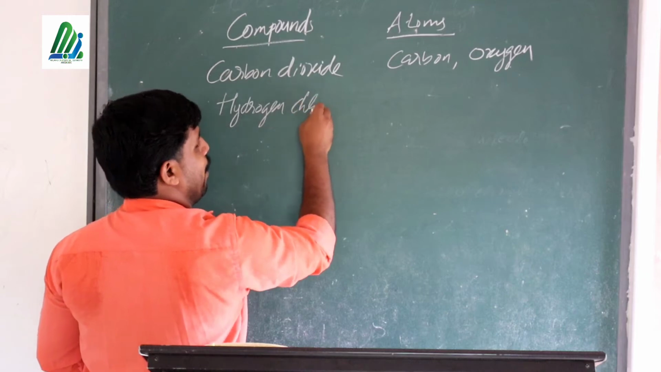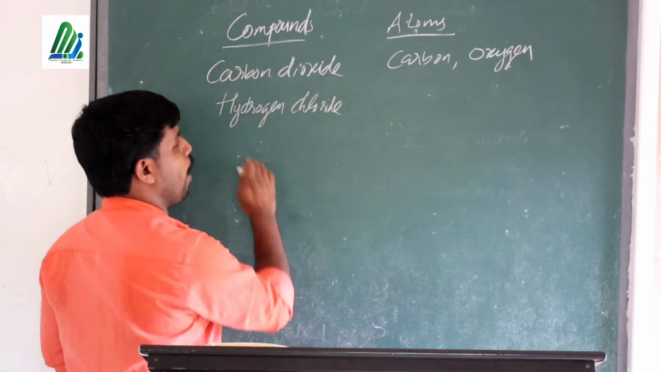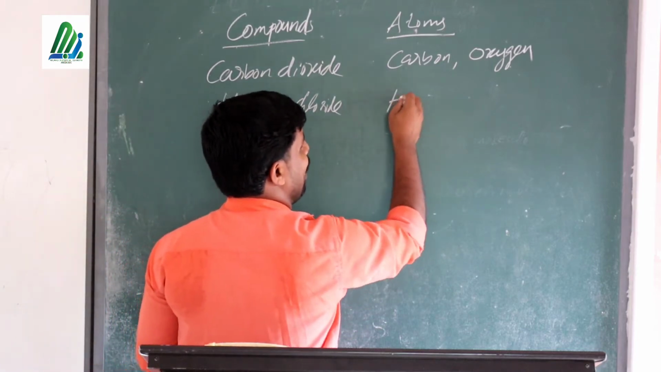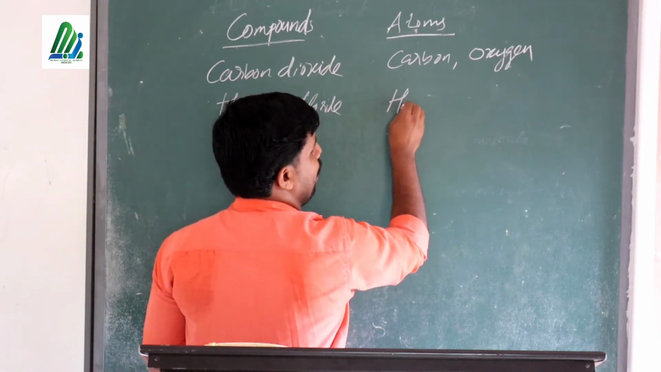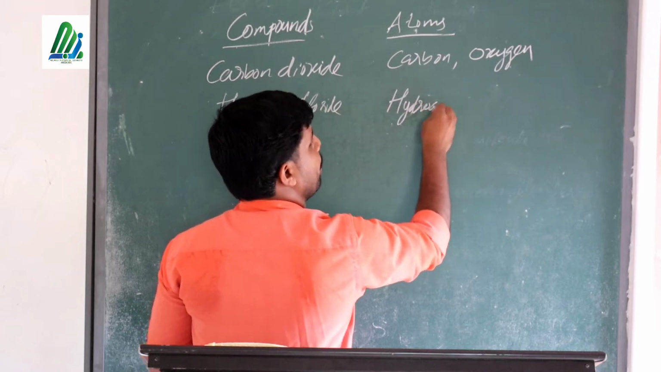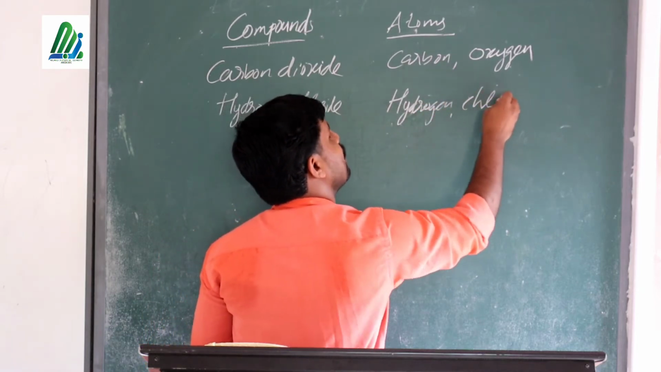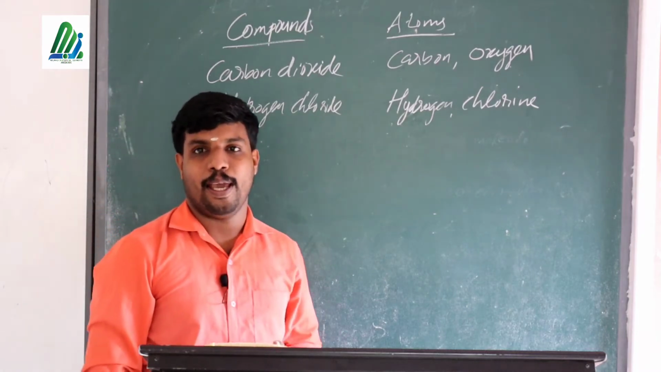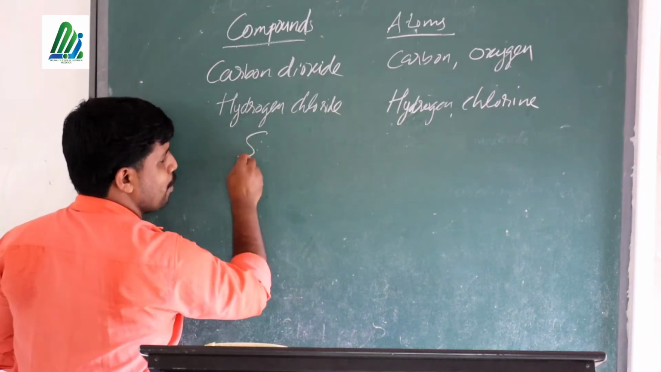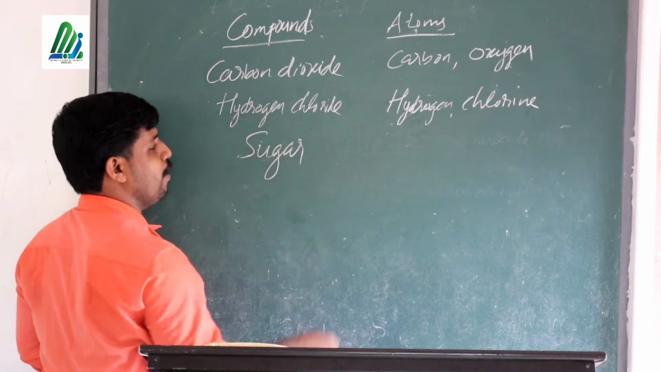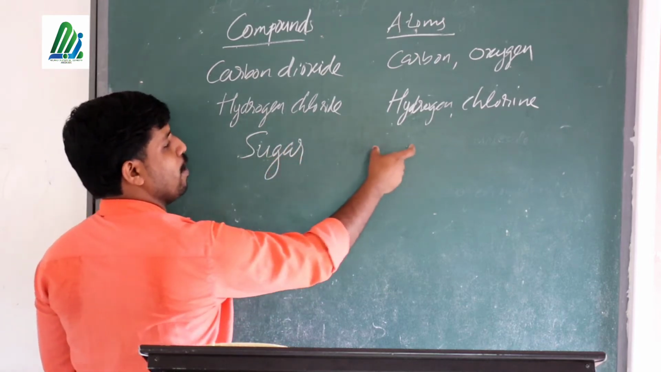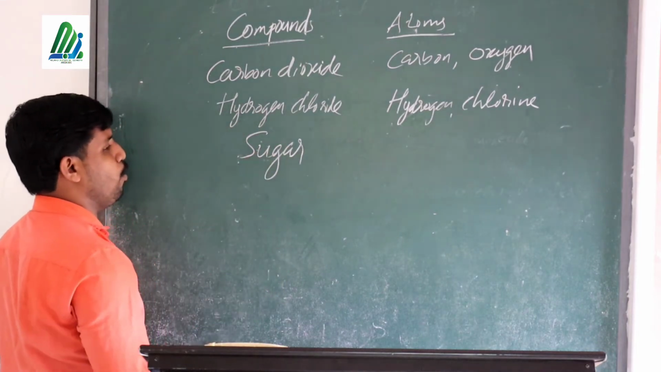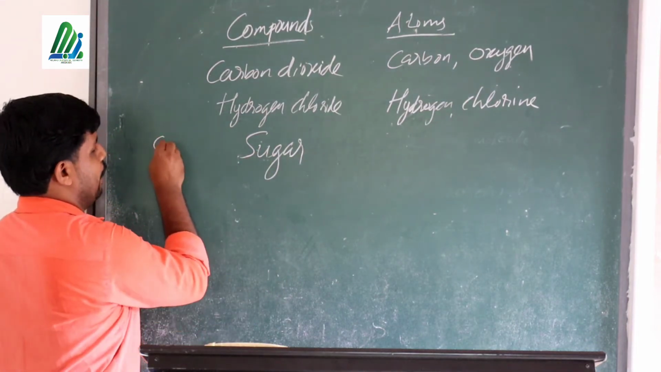Hydrogen chloride. By hearing that name we can identify the atoms: hydrogen and chlorine. Okay. Next, if we write sugar, is it possible to write SU and GAR? No. For sugar, we want to know about this compound.